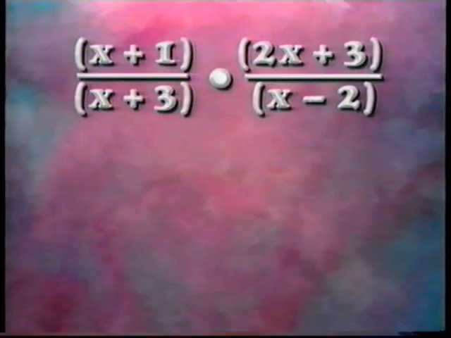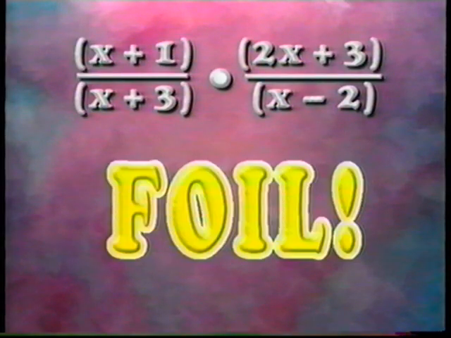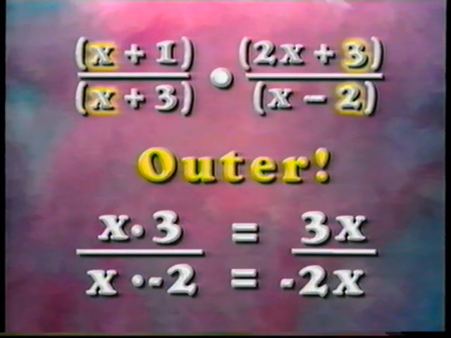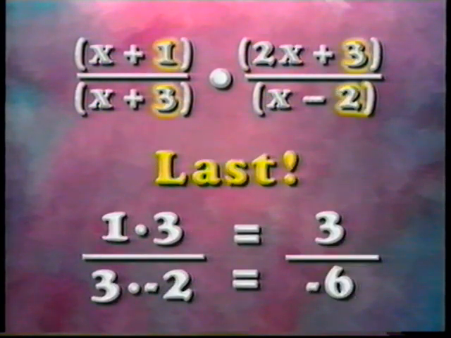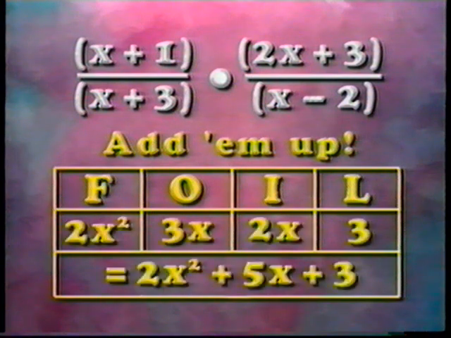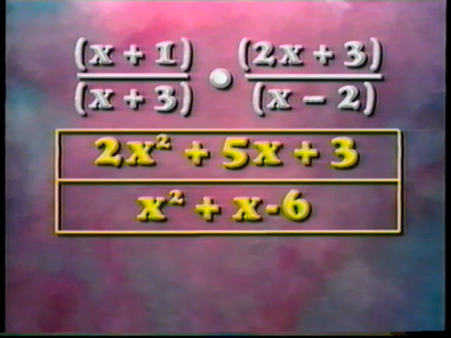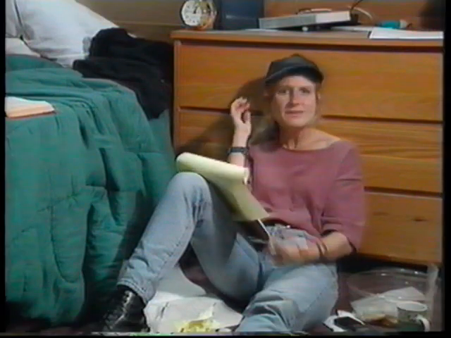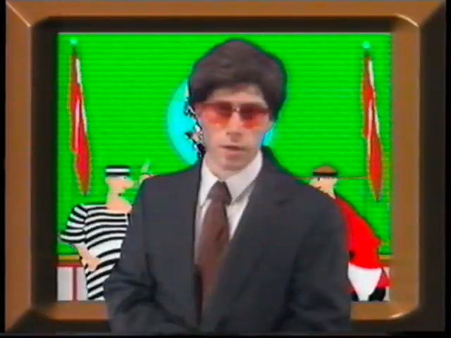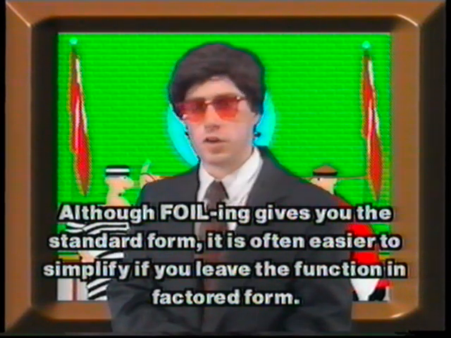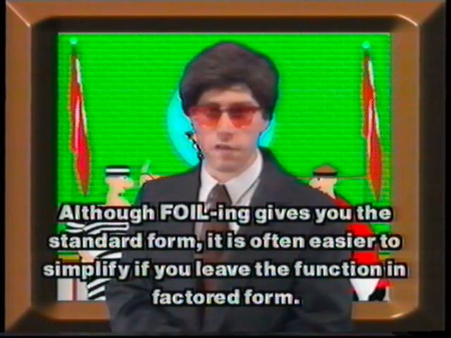For example, multiplying the functions x plus 1 over x plus 3 and 2x plus 3 over x minus 2, we get 2x squared plus 5x plus 3 over x squared plus x minus 6. Although foiling gives you the standard form for a rational function, it is often easier to simplify if you leave the function in factored form.